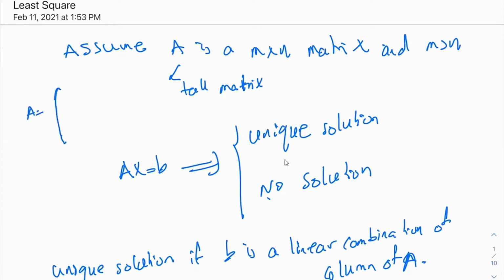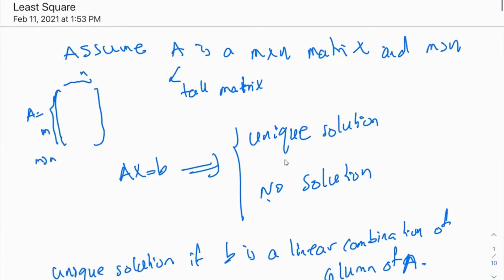It's the tall matrix, right? So m is greater than n. Here is n. Here is m. M is greater than n. Now we talk about this.